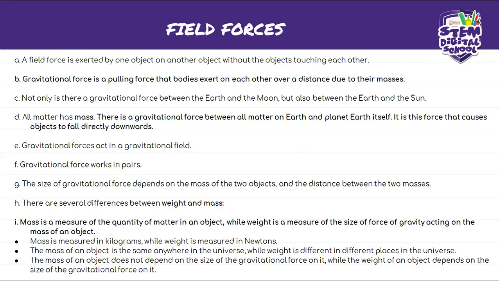The gravitational force on the moon, or wherever, is different from that of the earth. So take note. You have the same mass, but the force of gravity also determines your weight. If I'm 75 kilograms on earth and I go to space, I'm still the same mass, but my weight is going to be different. Another way of saying it is that mass is constant while weight varies. The mass of an object does not depend on the size of the gravitational force, while the weight of an object depends on the size of the gravitational force on it.